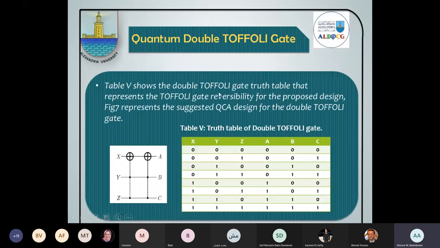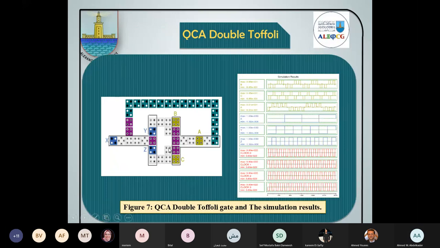The quantum double Toffoli gate consists of two Toffoli gates connected to each other using QCA wires. This design consists of 45 cells, and the correct output starts from clock number 6. There are 5 clock cycle delays.